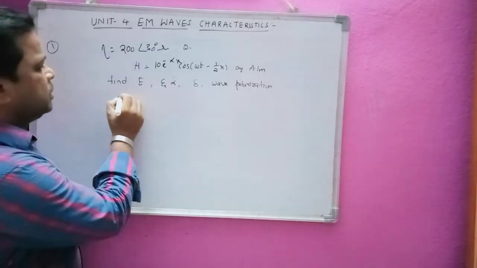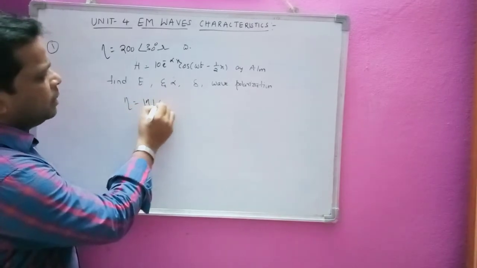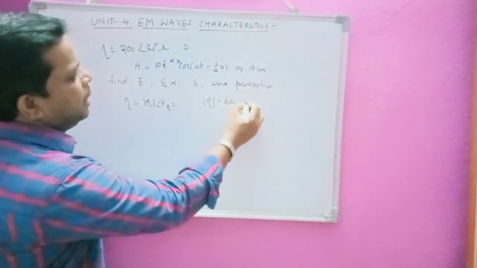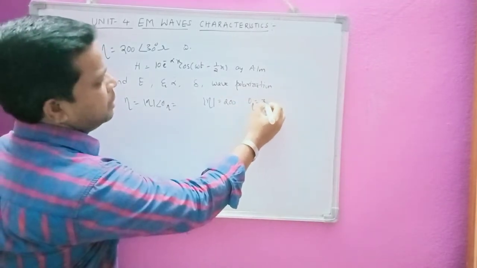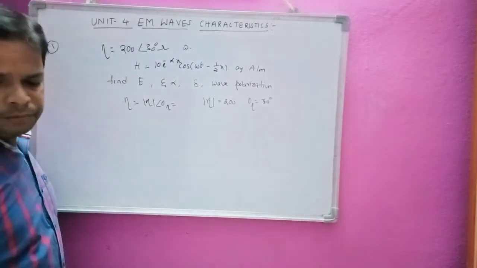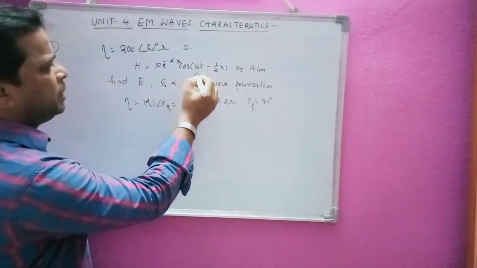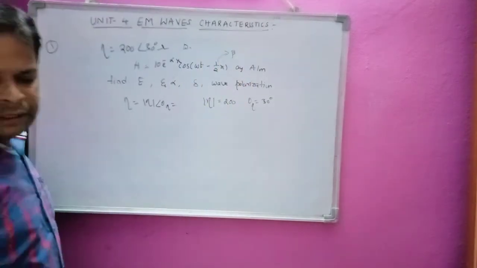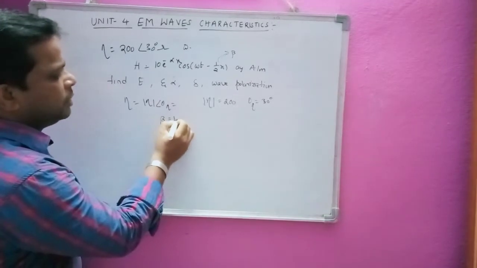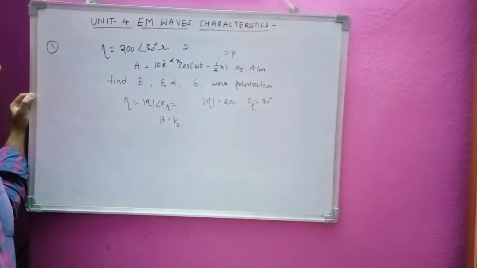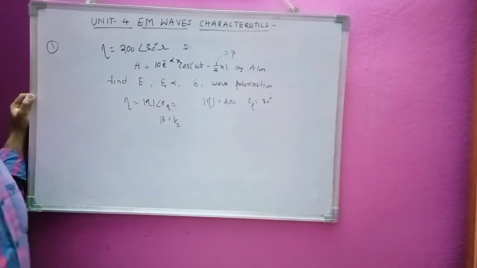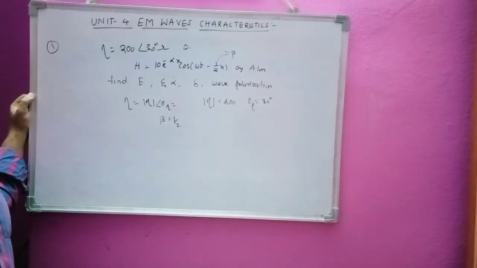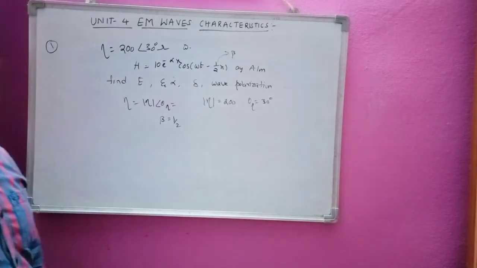Okay, so let us see here, eta is equal to mod eta at an angle of theta. That is the general formula. Here mod eta is given as 200 and theta of eta is given as 30 degrees. Now from the given data we can say that beta is equal to 1 by 2, from the given H field. Now we need to find the value of omega also and alpha also, in order to do the further problem. And now it is clear.